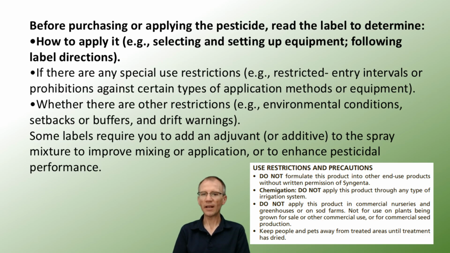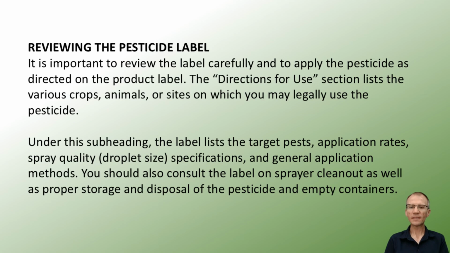Also, if there are any special use restrictions, e.g. restricted entry intervals or prohibitions against certain types of application methods or equipment, and whether there are restrictions, e.g. environmental conditions, setbacks or buffers, and drift warnings. Some labels require you to add an adjuvant or additive to the spray mixture to improve mixing or application or to enhance pesticidal performance. Reviewing the pesticide label.